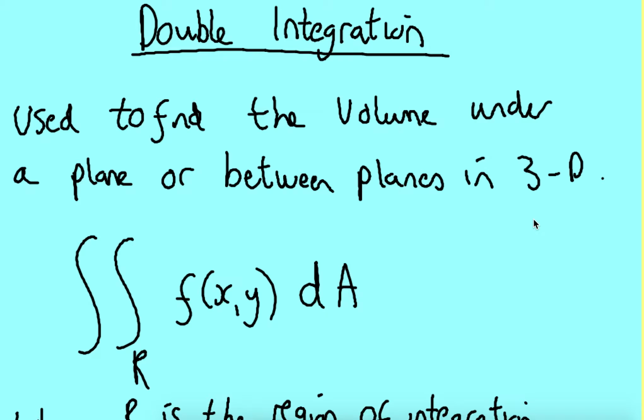Right, so double integration is used to find the volume under a plane or between planes in 3 dimensions. Now, obviously double integration means you're going to be integrating twice. Rather than integrating under a line like you did in Engineering Maths 3, so you can find the area under a line or the area between two curves, we're going to be integrating underneath a rectangle or underneath a plane, and that plane is called our region of integration, R.